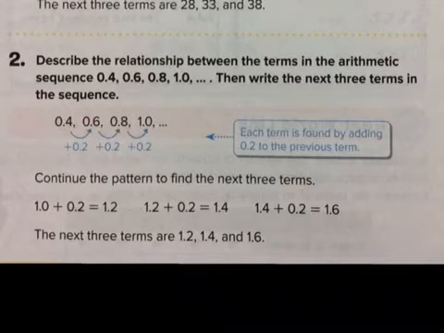In example 2, you'll be asked to continue to find the next 3 terms, but look at the pattern this time. We're only going up by 0.2, so 2/10. You see that? 0.2, 0.2, 0.2. So we just continue to add 0.2 to the next term. We're looking for the next 3 after 1. So it would be 1.2, plus another 0.2, 1.4, plus another 0.2, 1.6.